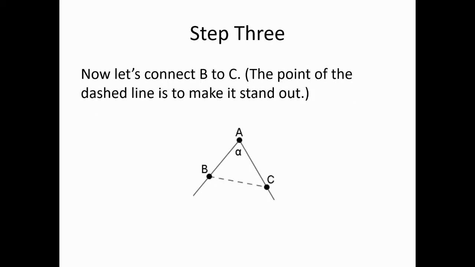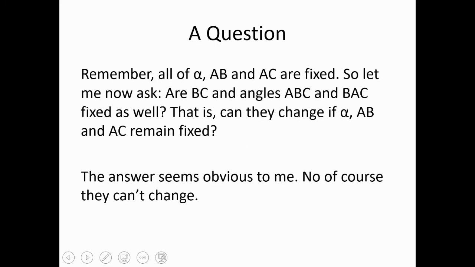Now, step 3. Let us connect points B and C to produce segment BC. And of course, we end up with a triangle here, triangle ABC. And the dashes for segment BC have no geometrical significance. I simply did this to make them stand out. Okay, so we end up with triangle ABC. Now, I have a question for you about this particular triangle ABC.